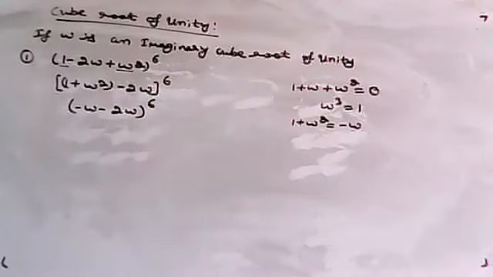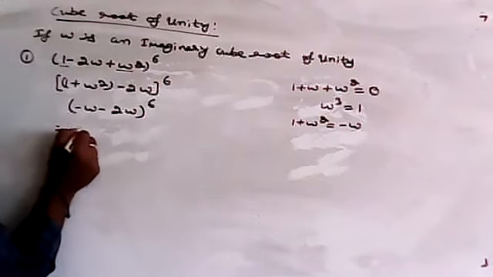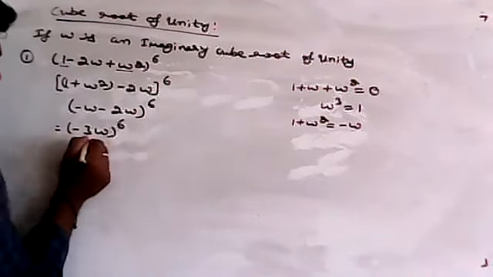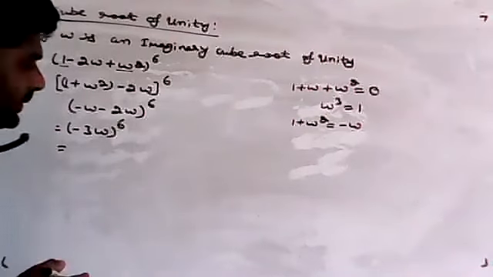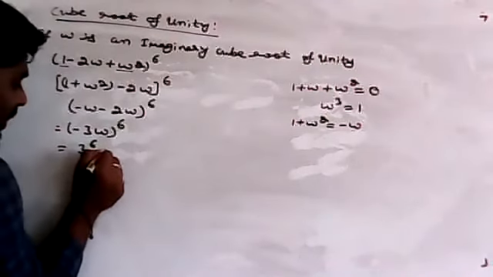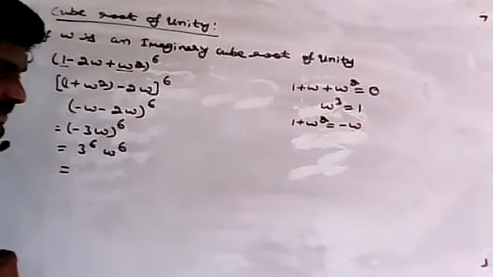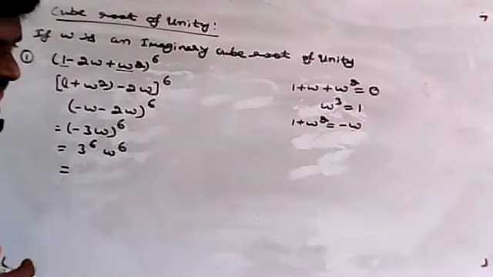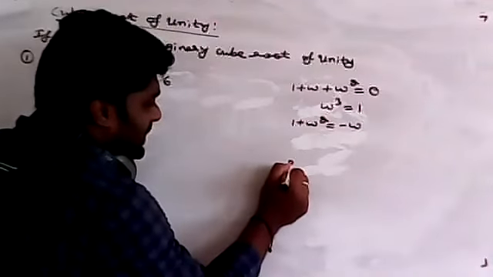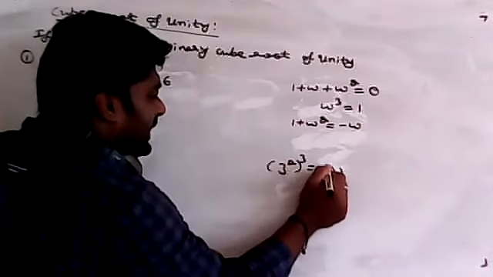What do we get as the answer here then? Minus 3 omega to the power of 6. As we know that the power is even, we'll get a positive answer. So we get 3 to the power of 6 times omega to the power of 6. What is 3 to the power of 6? I can write this as 3 square to the power of 3. So what is 9 cube?